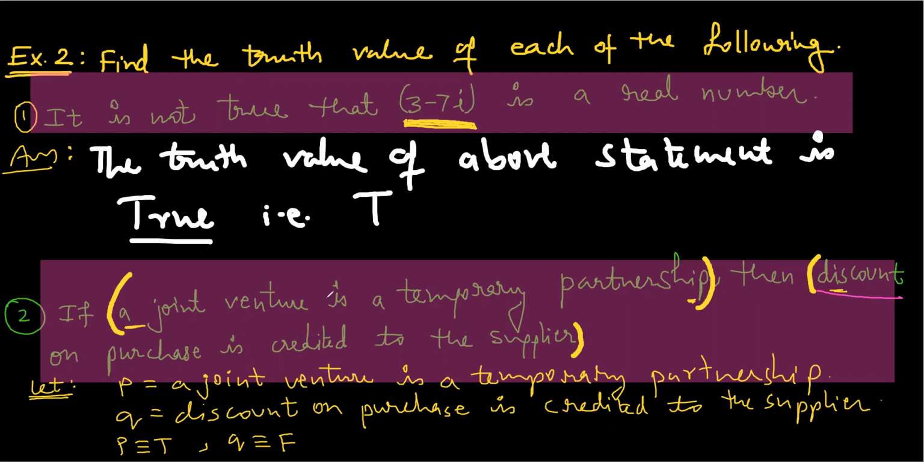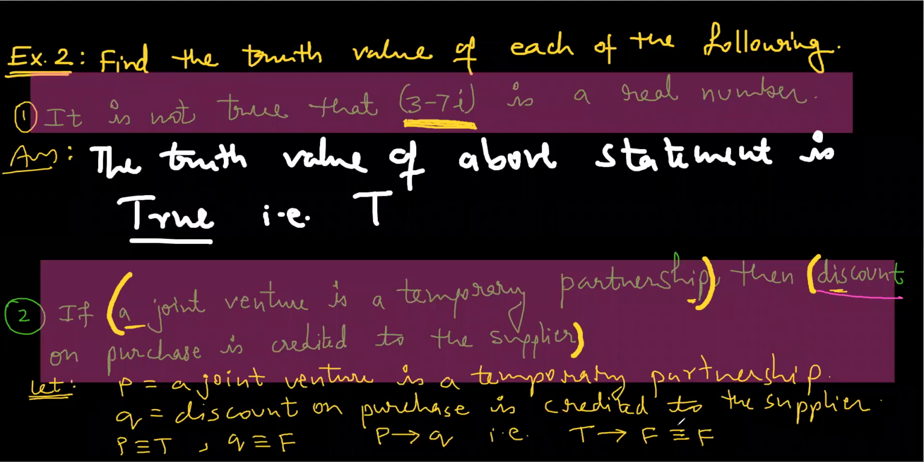And what was the whole given compound statement? It is P implies Q. That is, true implies false. Why? Because P is true and Q is false. So what will be the final answer, students, here? The final answer you will write, the truth value of above statement is false. True implies false is false.